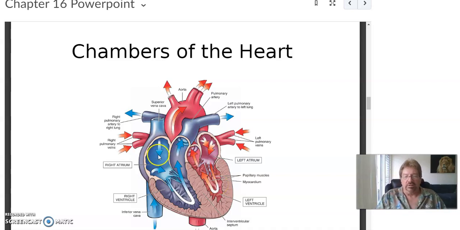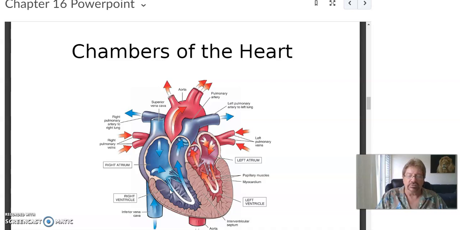Okay, there's a right atrium, right ventricle, left atrium, left ventricle. The left ventricle is thicker and more muscular. That's why this muscular wall is thicker, because it has to pump blood out all through the body. The right ventricle just pumps it to the lungs.